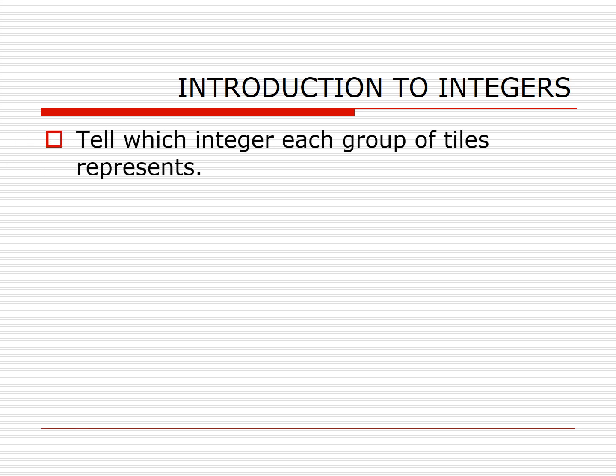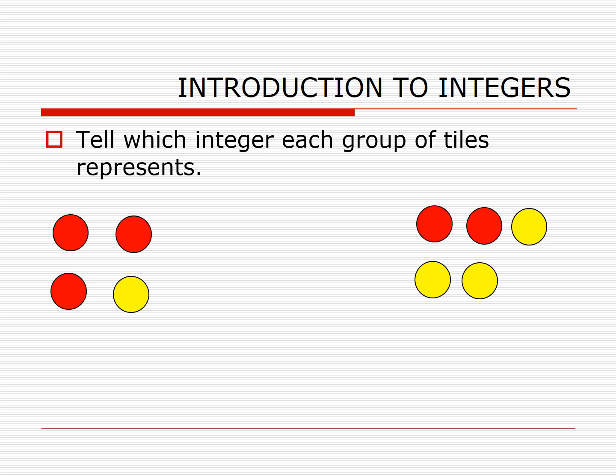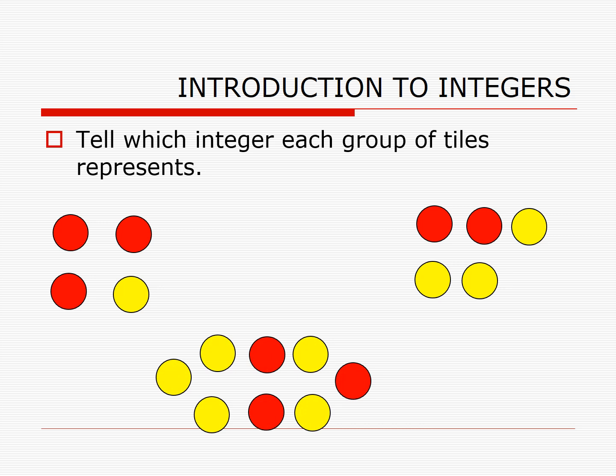Now just see these figures and try telling which integer each group of tiles represents. Pause and look at the first one. There are 3 red tiles and 1 yellow tile. Have you thought of the answer? Look at the second figure. It has 2 red and 3 yellow. And remember, red is for negative, yellow is for positive. The third one shows 5 yellow and 3 red. So just see the answers coming up and tell whether you got the correct answer.